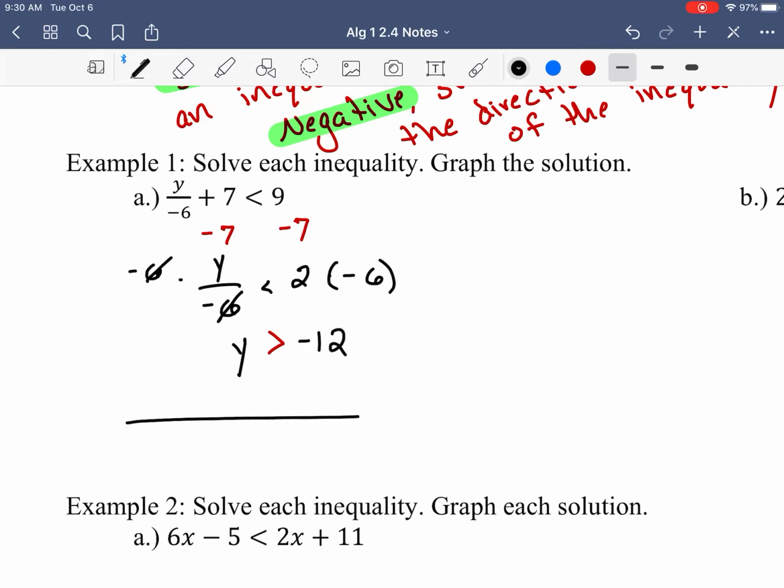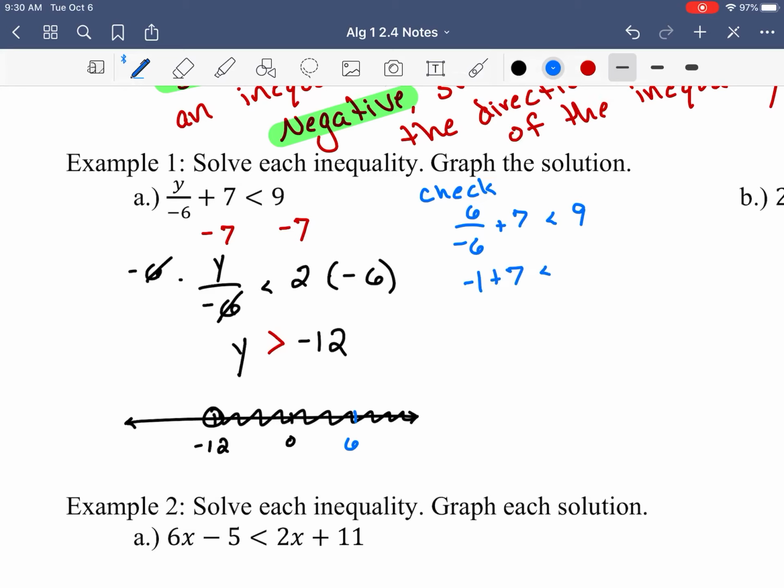Now it says to graph it. Here's 0, here's -12. We're going to have an open dot at -12, and we want greater than -12, so we go this direction. Then it's always a good idea to check your work. I'm going to pick a number up here, let's pick the number 6, just because it'll work out nicely. Over here's my check. If I put a 6 in here, we'll have 6 divided by -6 plus 7. Is that less than 9? 6 divided by -6 is -1, plus 7, yep, that gives me 6, which is less than 9. It worked. So there is my solution.